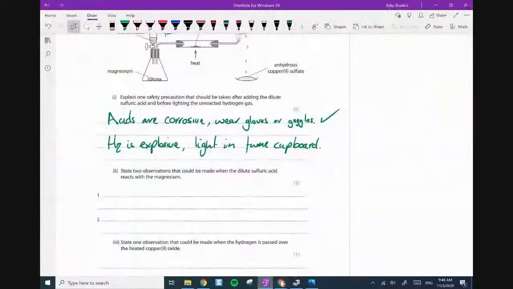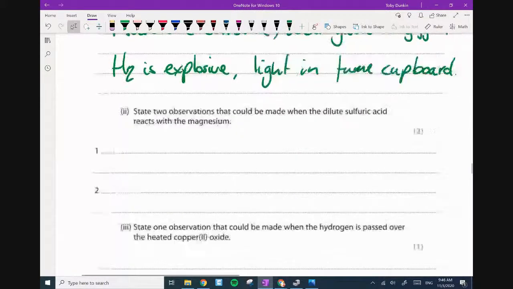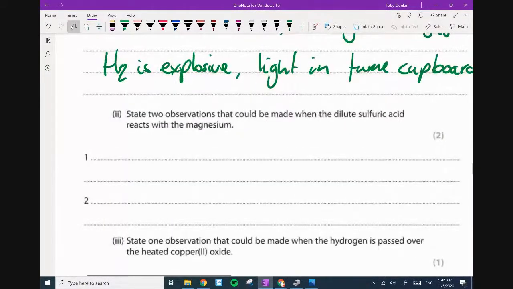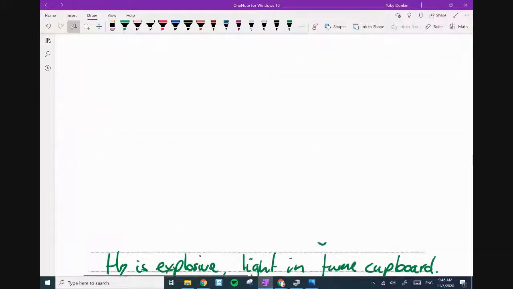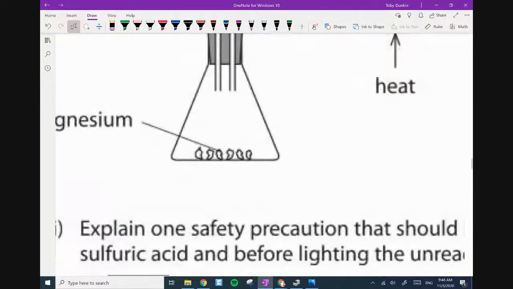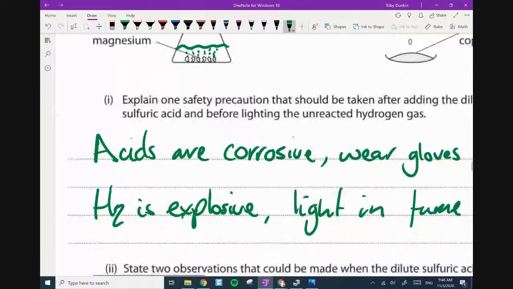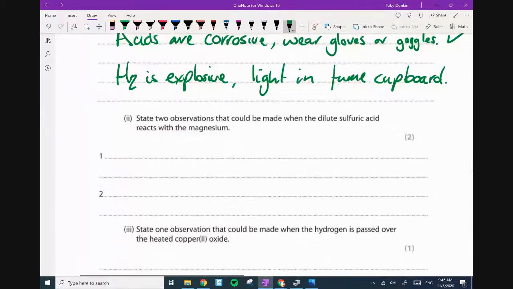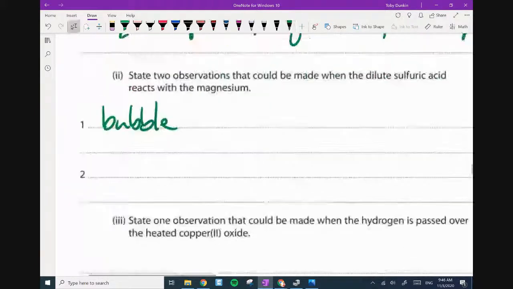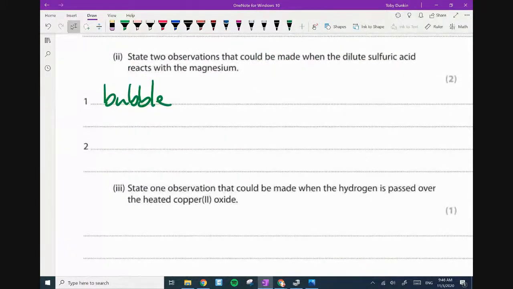Definitely. State the observation that would be made when the dilute sulfuric acid reacts with magnesium. What are we going to see, folks? We're going to see fizzing. We're going to see bubbles. Top answer. Don't put we see a gas. Gases are invisible. You're not going to see them. We're going to see bubbles or fizzing or effervescence if you can spell it.